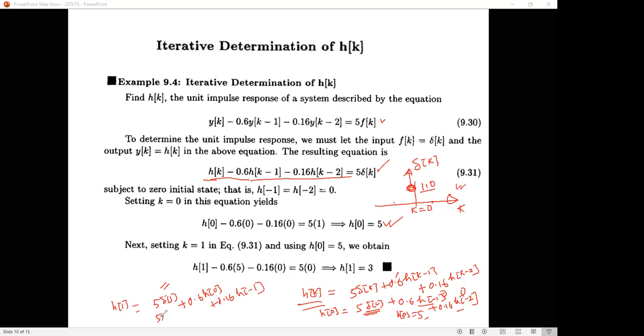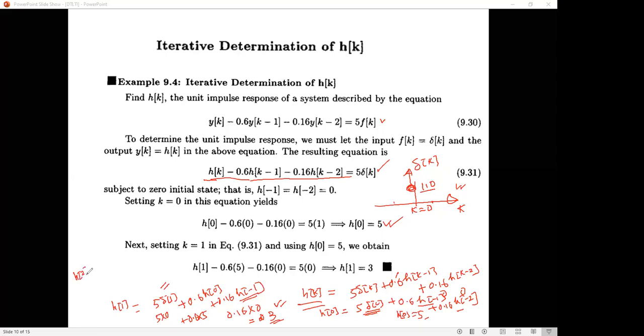So this is 5 into 0, which is 0. And we don't have this value, actually 0.16 into 0. Then we have the value 0.6 that we calculated from the earlier state, 5. Then your H1 would be equal to what? H1 would be equal to 3, isn't it? Yes, sir. So if your H1 is 3, how about your H2?